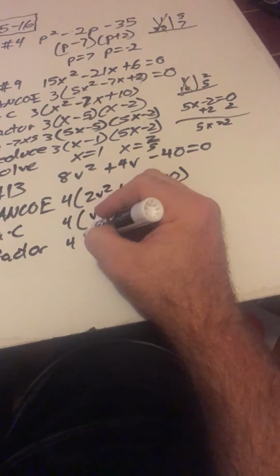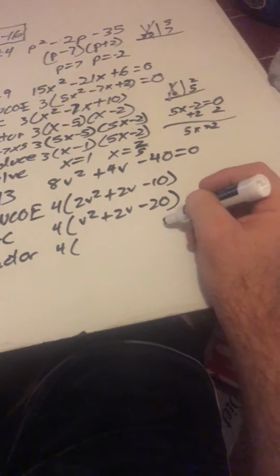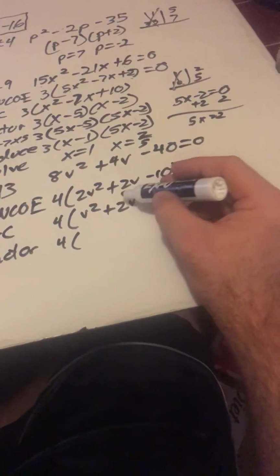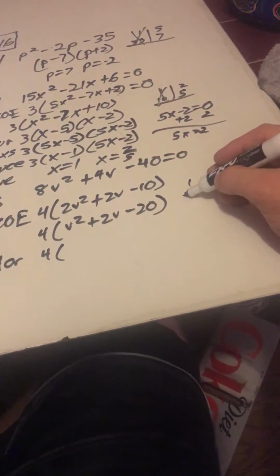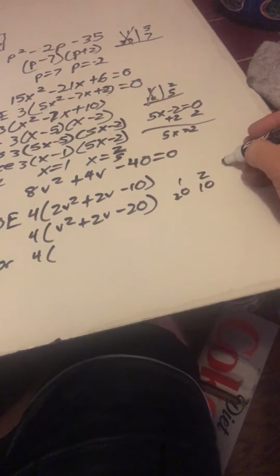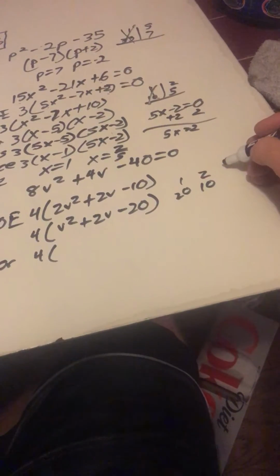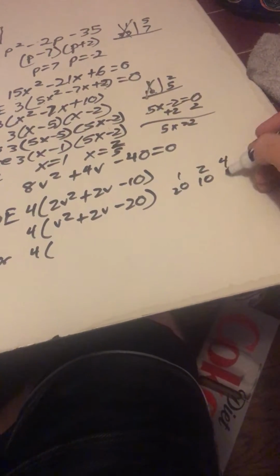What are my factors of 20? If I multiply, I get a negative 20. If I combine, I get a 2. Well, our factors of 20: 1 and 20, 2 and 10, and 4 and 5.